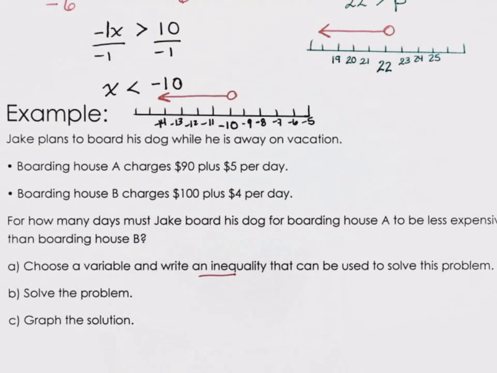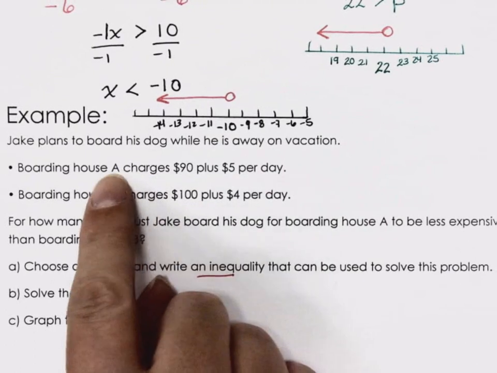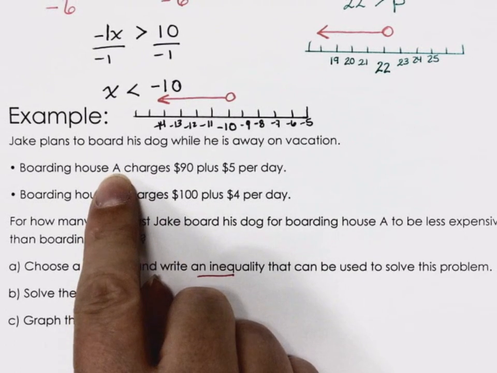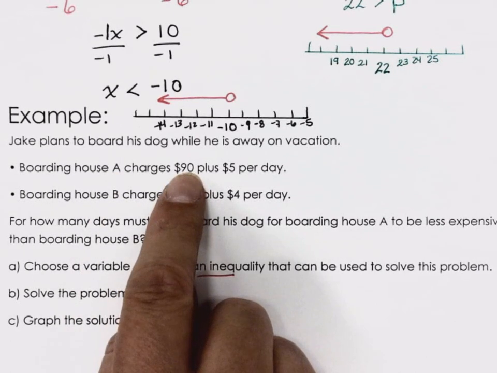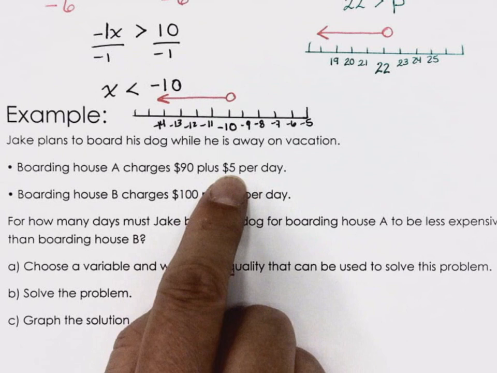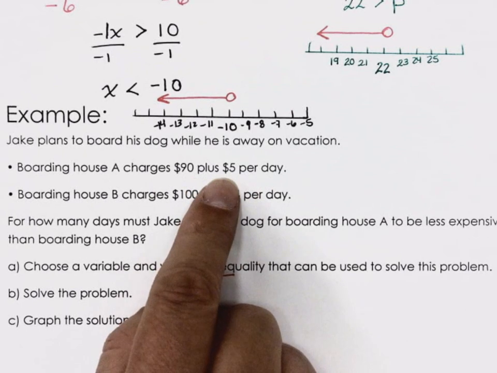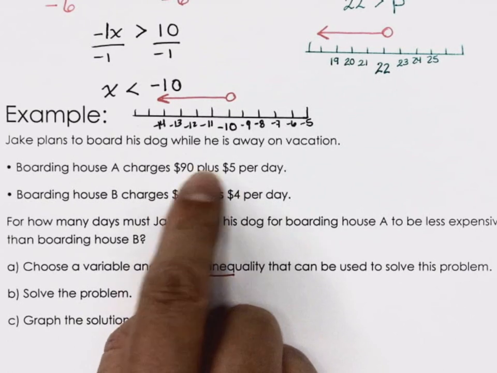So the thing that is going to add to our cost: if I put my dog Quince at boarding house A and she stays for 1 day, how much is that going to cost me? I get charged $90 and it's $5 per day. So 95 bucks. If she stays for 2 days, $100, right? We're just adding an extra day.